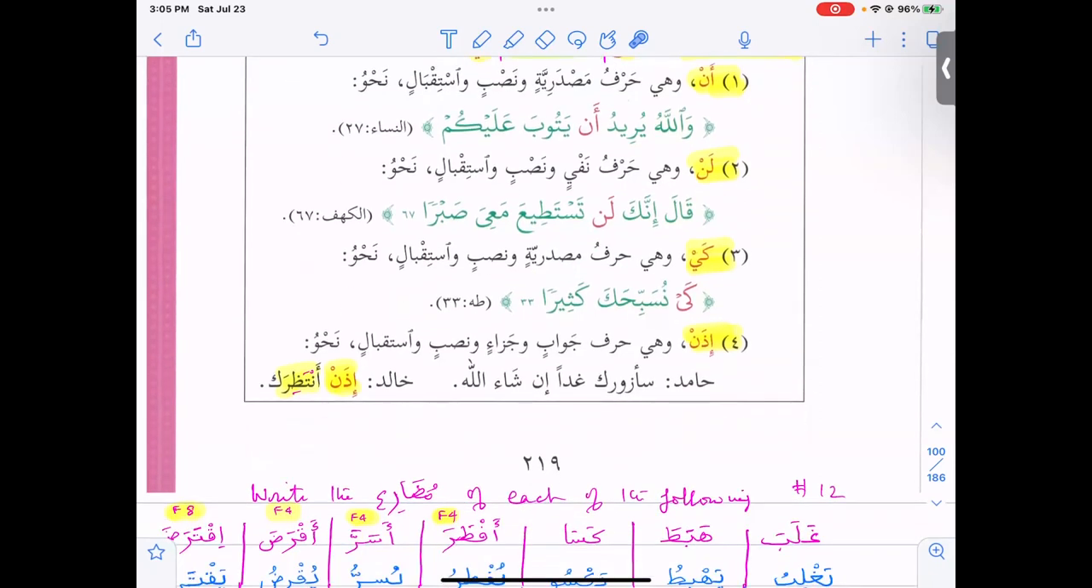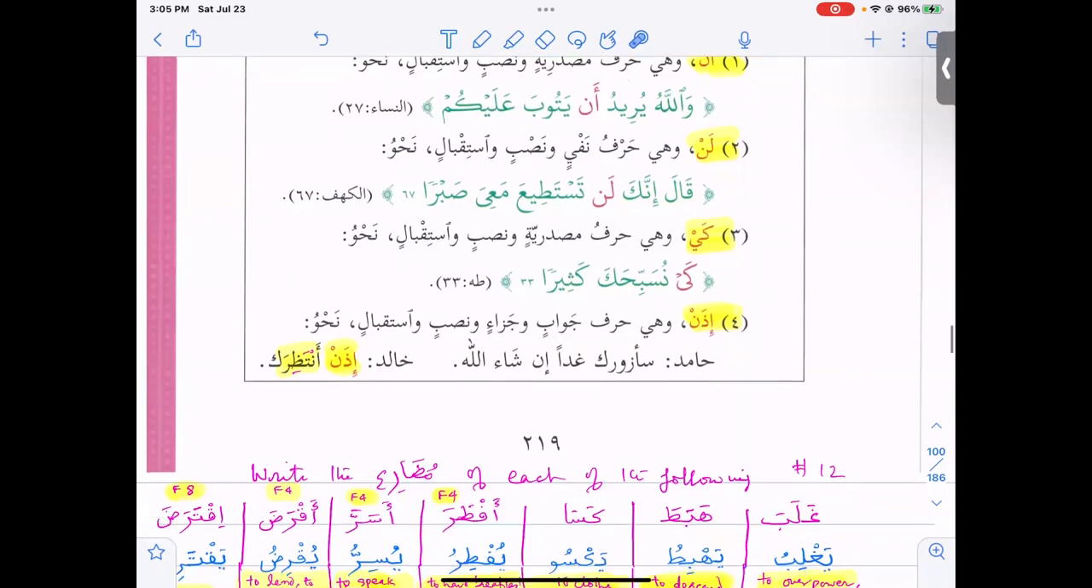Izan is something else. It is a harf jawab, a particle of answering, wajaza'in, wanasbin, wastakbilin. All these things are there. You just don't worry. When you see izan, that is the meaning of it, and you will see the fi'l mudari'a becomes mansub. We have to keep that in our mind.